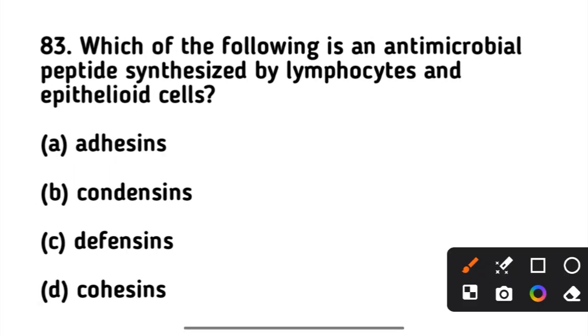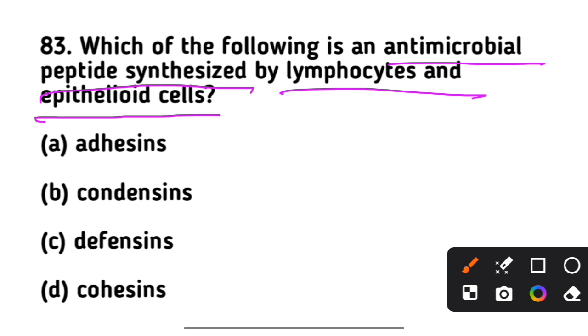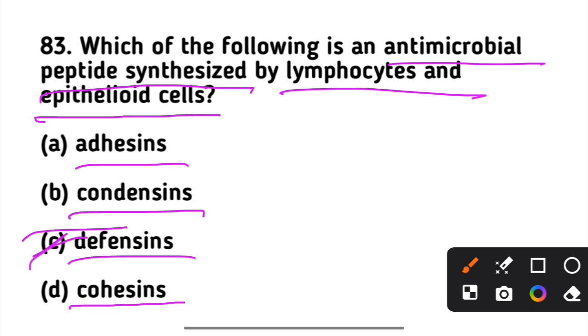Next, which of the following is an antimicrobial peptide synthesized by lymphocyte and epithelioid cells? Options: adhesins, condensins, defensins, cohesins. Option C is correct, defensins. Which of the following is an antimicrobial peptide synthesized by lymphocyte and epithelioid cells? Option C is correct, defensins.